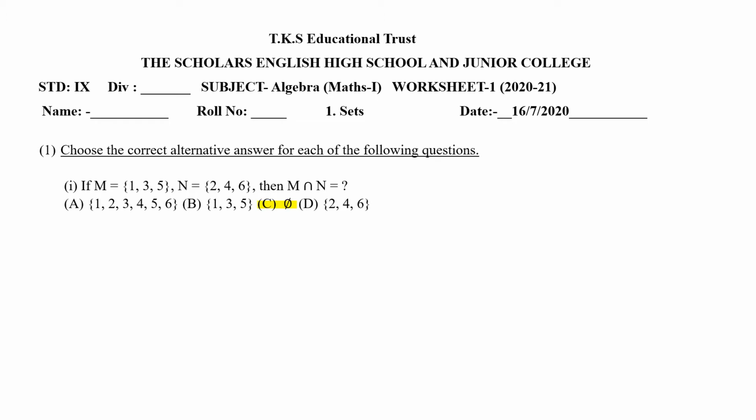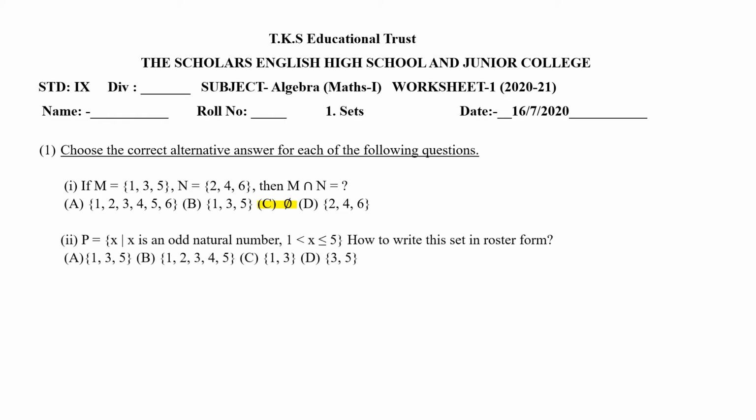Now question number two. Set P equals {x such that x is an odd number and x is greater than 1 and less than or equal to 5}. So how do we write this set in roster form? Roster form means listing form. Option A contains elements 1, 3, 5. B contains 1, 2, 3, 4, 5. C is 1, 3. D is 3, 5.